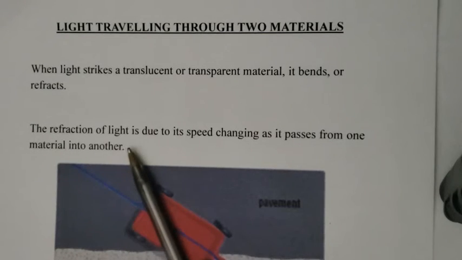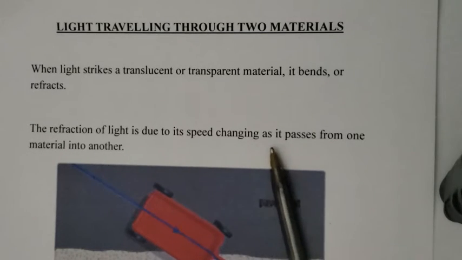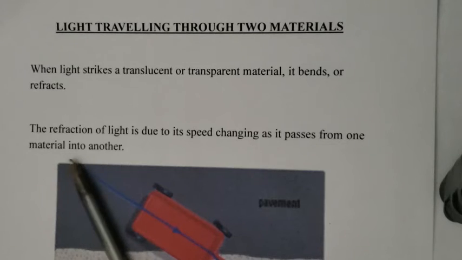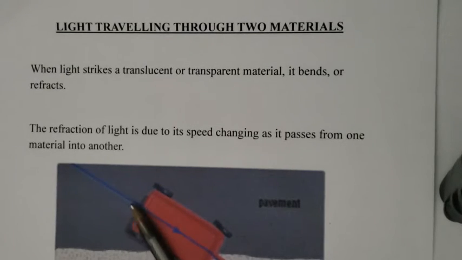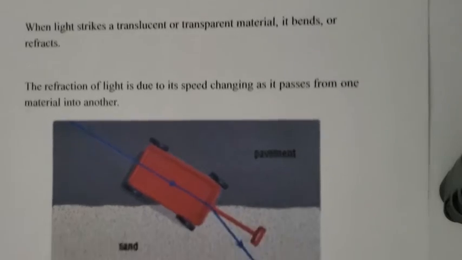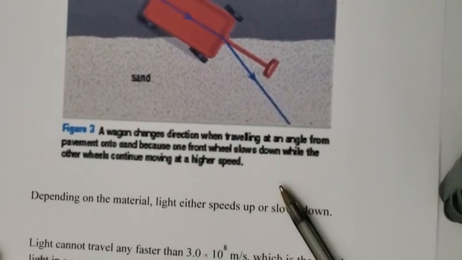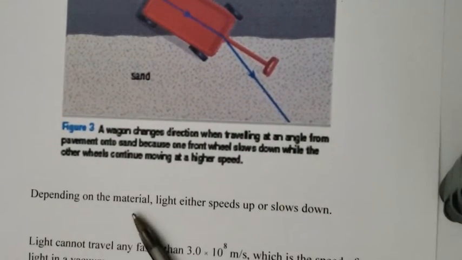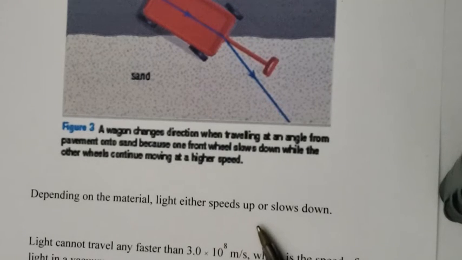The refraction of light is due to its speed changing as it passes from one material to another. So it's almost like if you're pulling a wagon along concrete and all of a sudden one wheel hits sand, what you'll see is it's going to turn a little bit and take a slightly different path. And I actually demonstrated that with the block prism. So depending on the material that light enters, it either speeds up or slows down.